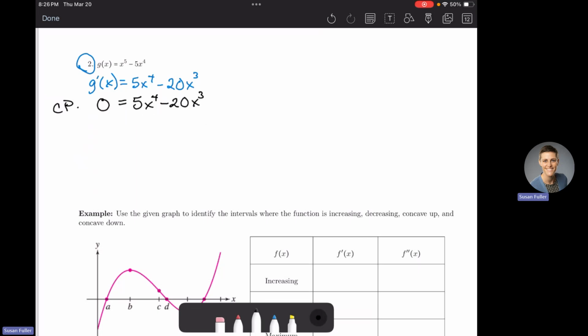All right, so we're going to solve this, and I'm going to say, what comes out of everything? And I'm going to say, well, self, 5 and an x to the third comes out of everything here.